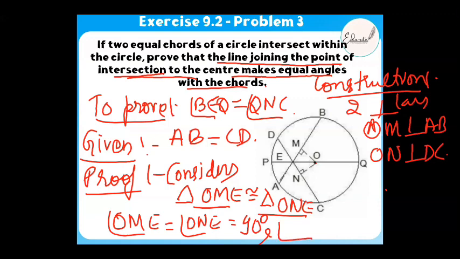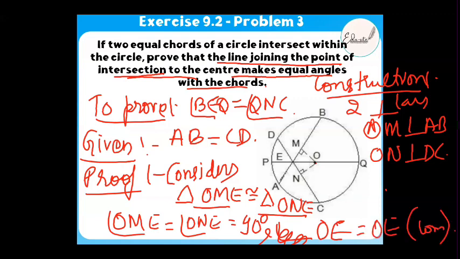Second thing. Something is common. Please tell. OE is equal to OE. So it is common. Okay, very good. And what else, beta? There is one more thing that is left out. It was same in the previous one. We are going to apply one theorem there.